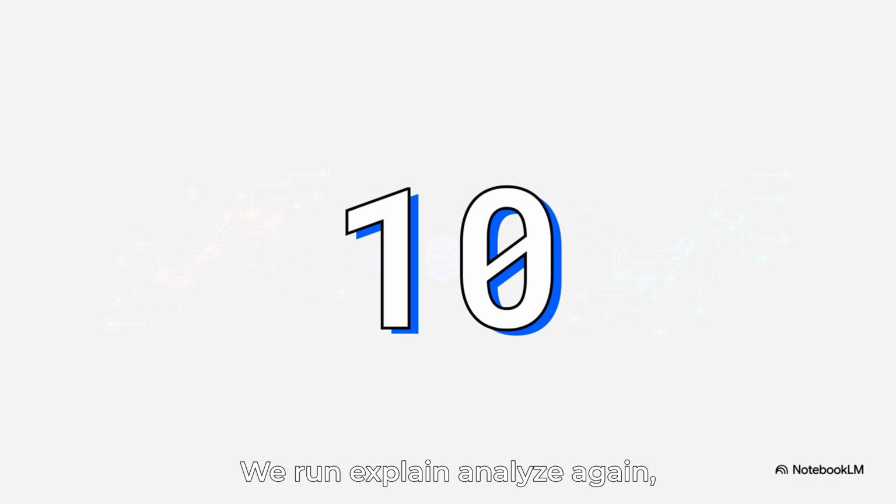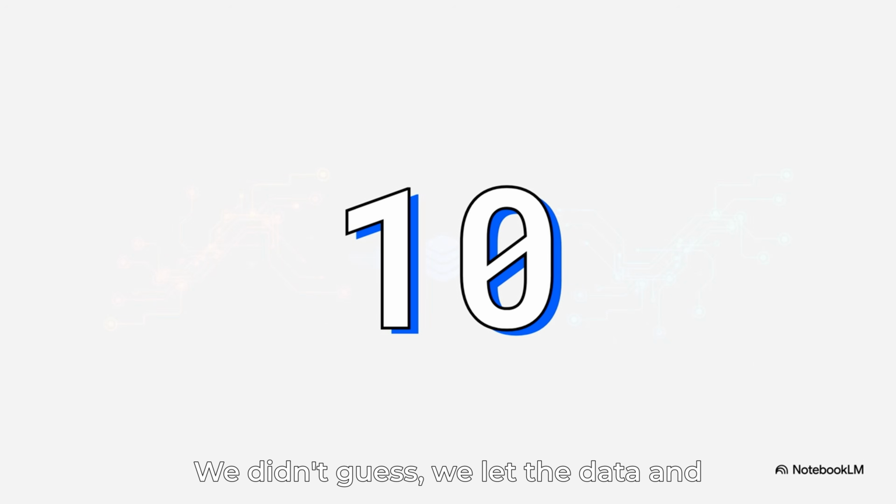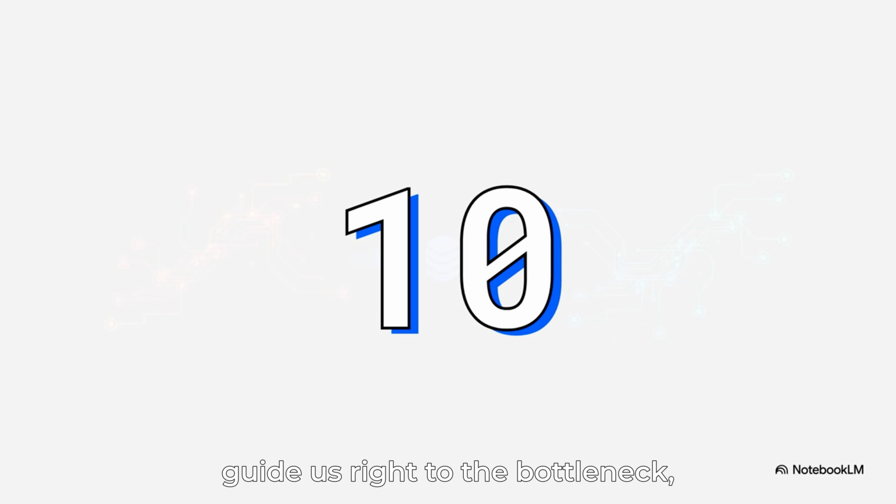We run EXPLAIN ANALYZE again, and our rows examined plummets from 1.5 million down to just 10. The node in Workbench immediately transitions from a glaring red to a calm, efficient green. The actual execution time drops from minutes to mere milliseconds. We didn't guess. We let the data and the visual heat map guide us right to the bottleneck, and we proved the fix was successful.